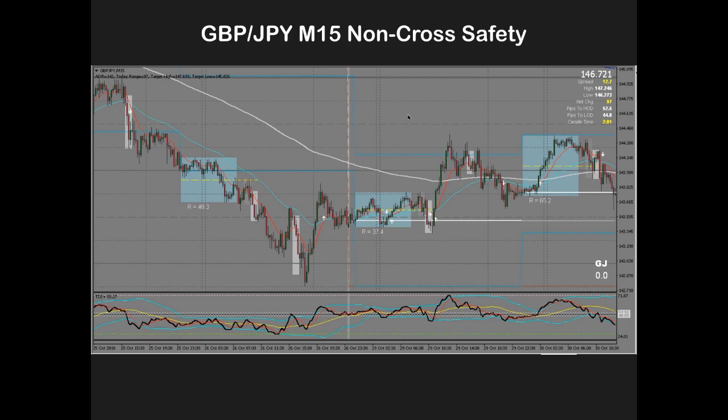This is going to be an example of a non-cross safety now. So we have this peak formation low, and we have a nice big move away from that peak, 50 to 100 pips, close at the extremes, and then it consolidates in Asia.